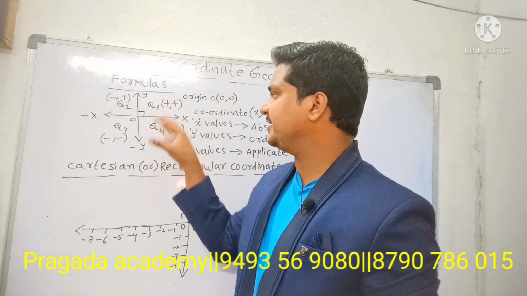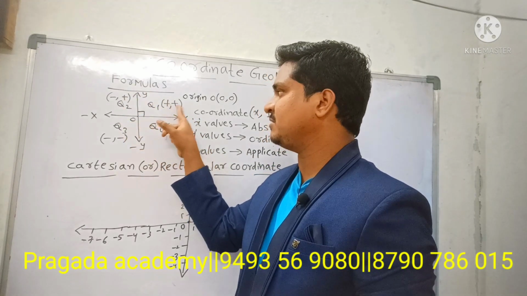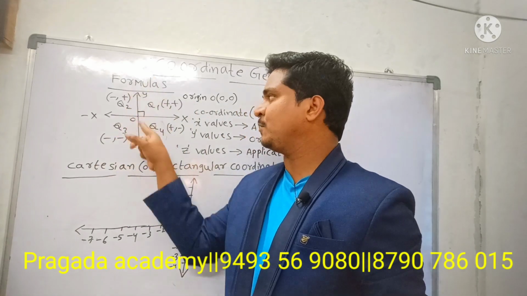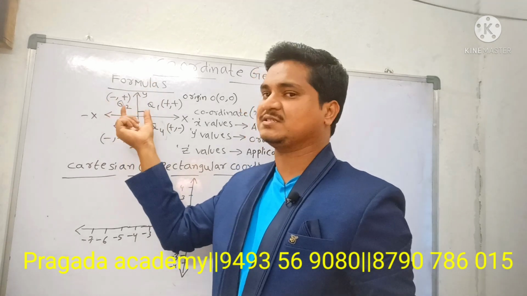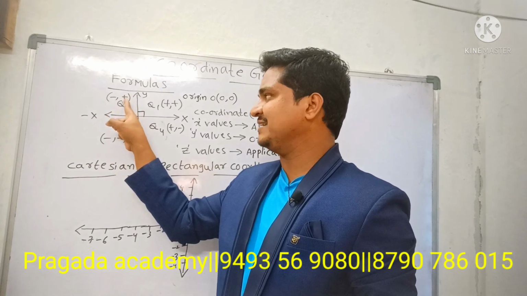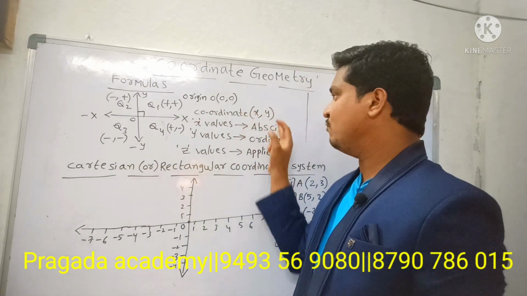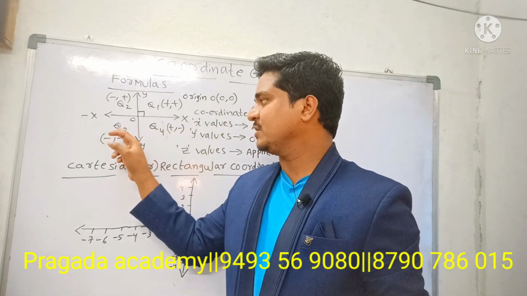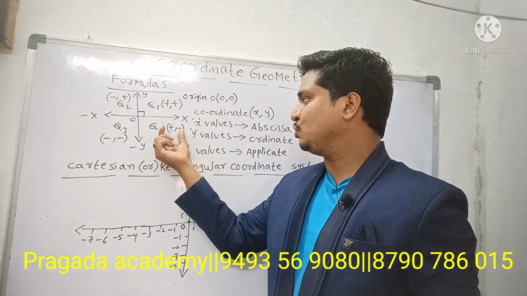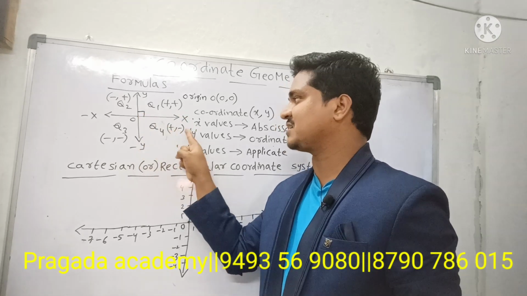Here if you observe the quadrants, in the first quadrant x values are positive and y values are positive, that's why plus comma plus. In the second quadrant x values are negative and y values are positive, that's why we write minus comma plus. X values we write on the left side and y values on the right side, and we represent coordinates in open brackets. Coming to Q3, x values are negative and y values are negative, minus comma minus. In the fourth quadrant Q4, x values are positive and y values are negative, that's why you write plus comma minus.